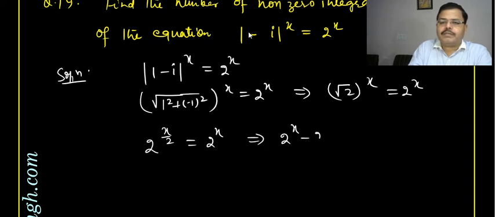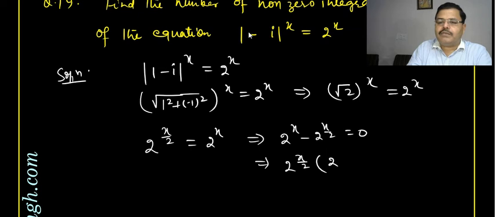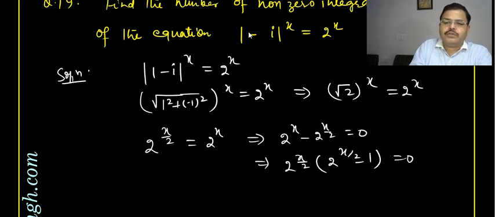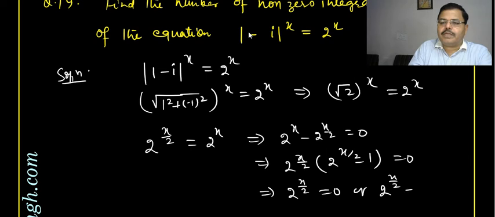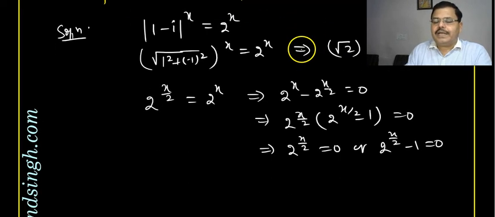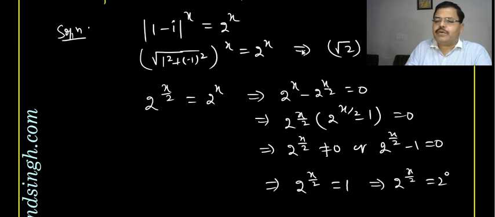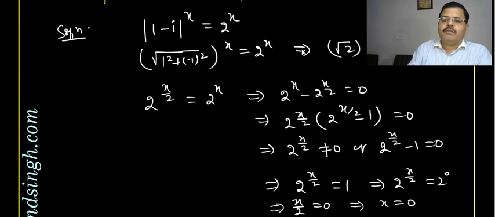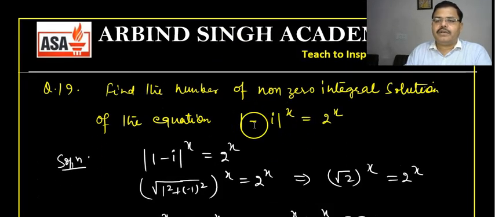This implies 2 to the power x minus 2 to the power x by 2 is equal to 0. So we can take 2 to the power x by 2 common, and there will be 2 to the power x by 2 minus 1 is equal to 0. So either 2 to the power x by 2 is equal to 0 or 2 to the power x by 2 minus 1 is equal to 0. The first cannot be equal to 0, because an exponential never equals 0. So 2 to the power x by 2 is equal to 1, and that can be written as 2 to the power x by 2 is equal to 2 to the power 0. So this implies x by 2 is equal to 0, and this implies x is equal to 0. So x is equal to 0 is the only value which will satisfy.